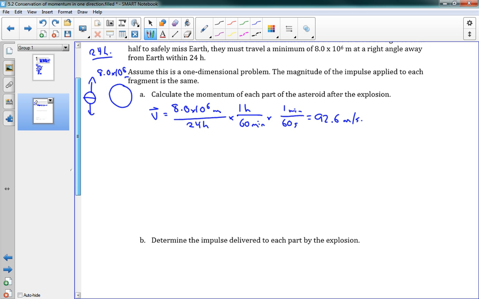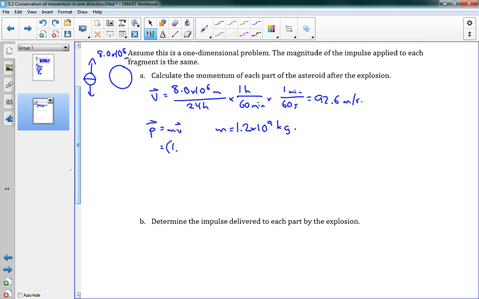Now all we need to do, we just need to find the momentum. Well, momentum is equal to mv. Our mass, we're only dealing with half of this asteroid, so we can say m is equal to, instead of 2.4, it's 1.2 times 10 to the 9 kilograms. And now we just need to put in some numbers. We've got 1.2 times 10 to the 9, and our speed is 92.6 meters per second. This gives us 1.1 times 10 to the 11 kilogram meters per second.